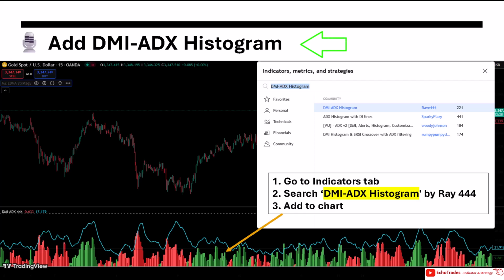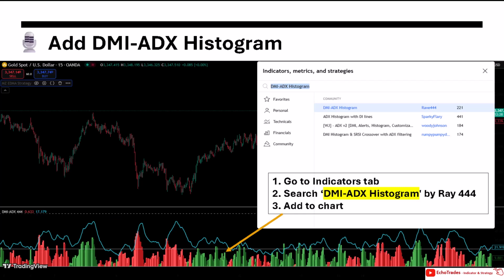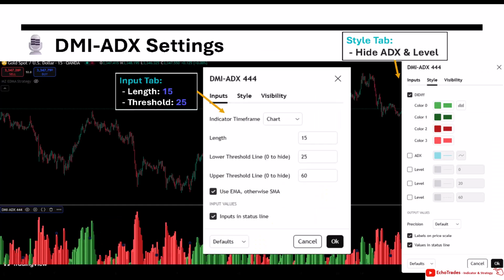Okay, back to TradingView indicators. Yep. Search DMI-ADX Histogram, and this time you're looking for the one by Ray 444. Got it added. Settings adjustments here too, I bet. You know it. Similar process. Go into the Style tab first, hide the ADX line itself and the level line. We just want the histogram bars for this. The histogram basically visualizes that momentum from the ADX. Okay, ADX and level hidden, just bars left.